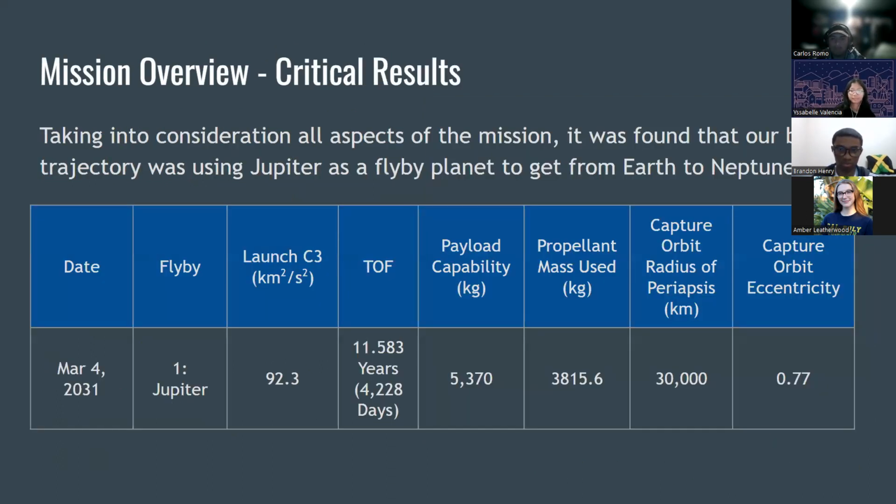Next slide. Here are the critical results. We had found 4 possible trajectories. This was the one that we ended up choosing, and it is a trajectory from Earth to Neptune via flyby, and it starts on March 4th, 2031. It has a time of flight of around 11.5 years, and we'll go over more of this in following slides as well. So next slide.